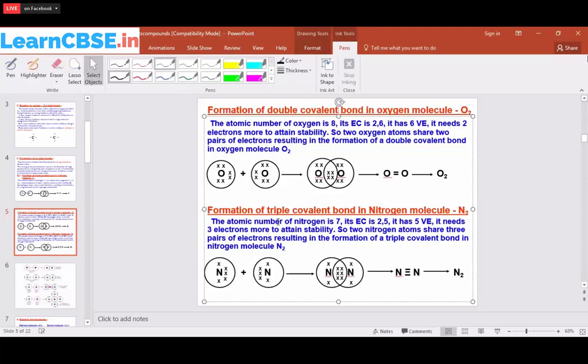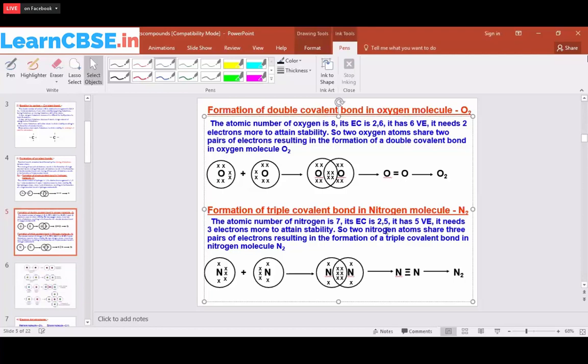Next one is the formation of the triple covalent bond in the nitrogen molecule. Nitrogen is present in group 15. Its atomic number is 7, so the number of electrons is 7. The electronic configuration of nitrogen is 2, 5. So out of the 7 electrons, 2 electrons occupy the first shell. The remaining 5 electrons occupy the second shell.